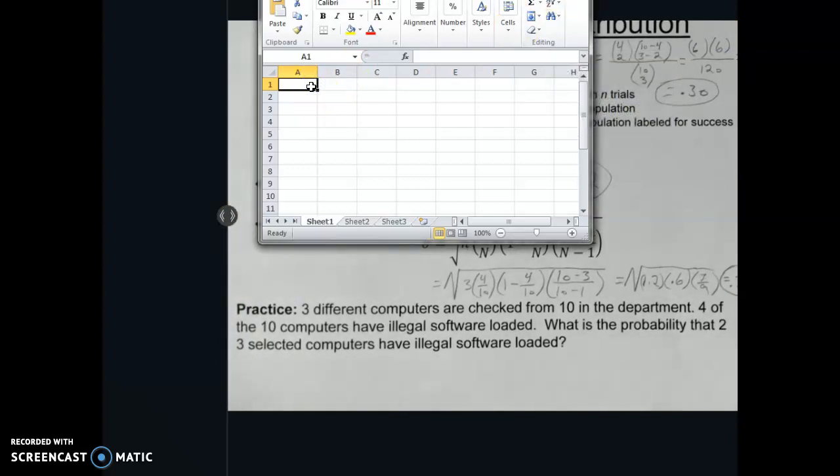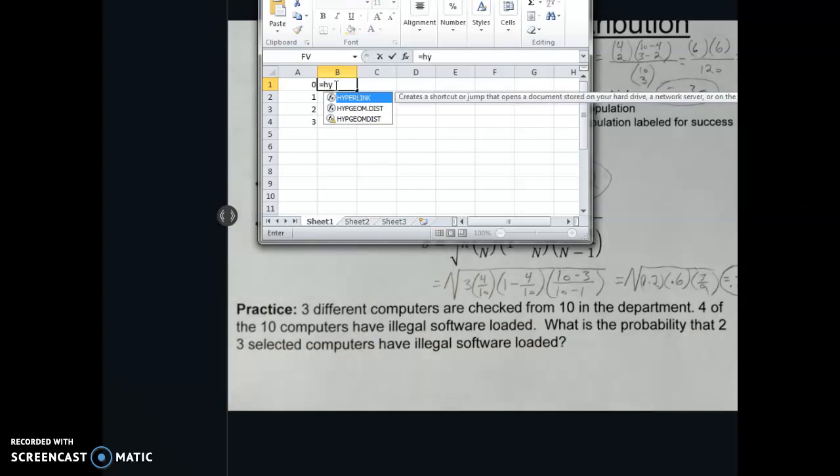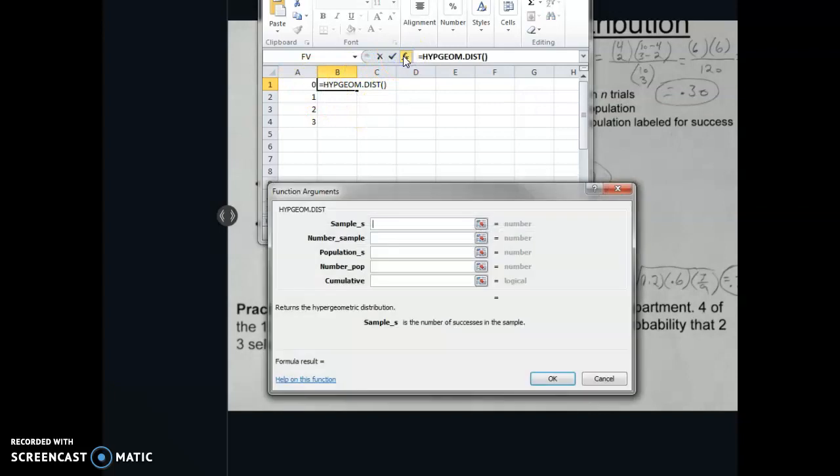We're going to, in the first column, put the possible successes, essentially our x values. If we draw a sample of 3, we can get 0 successes, 1 success, 2 successes, or 3 successes. Then we're going to put the hypergeometric formula. We want to select the correct one, and let's pull up the argument box. The first cell is the successes in the sample. Well, that's going to be our column A.